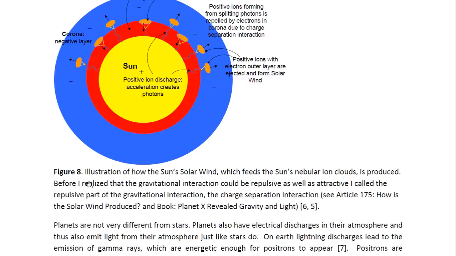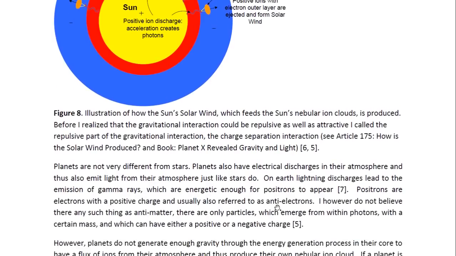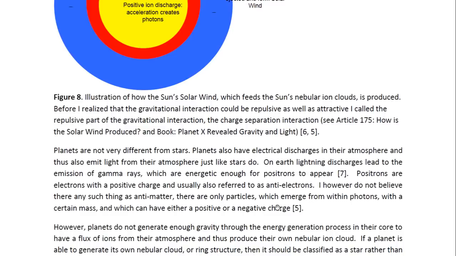Now, in the beginning, when I deduced that there must be an interaction that causes positive and negative charges to be separated, I actually called it the charge separation interaction. And this was before I realized that it was actually just another part of the gravitational interaction. The gravitational interaction can be both repulsive as well as attractive, just like the electrostatic interaction can be either repulsive or attractive.